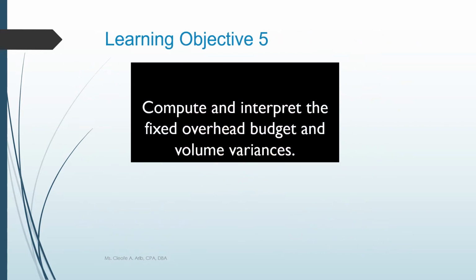Now, let's proceed to our fifth learning objective. So, this appendix is no longer part of the main text. Your fifth learning objective is to compute and interpret your fixed overhead budget and volume variances. At this point, we are already done with all the variable costs: labor, material, and variable overhead. We were able to compute and interpret their variances already. So, our focus now is computation of variances for fixed manufacturing overhead.